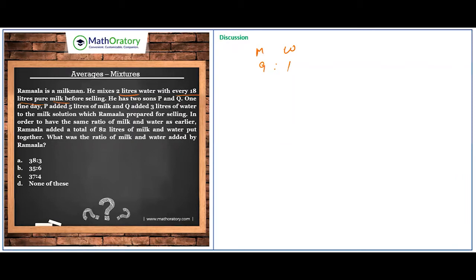I've written milk and water, so it's the other way around. So milk and water will be simply in the ratio 9 is to 1. That is what this person is selling, right? Now he has two sons, P and Q. One fine day, P added 5 liters of milk and Q added 3 liters of water. So these are being added to the solution.